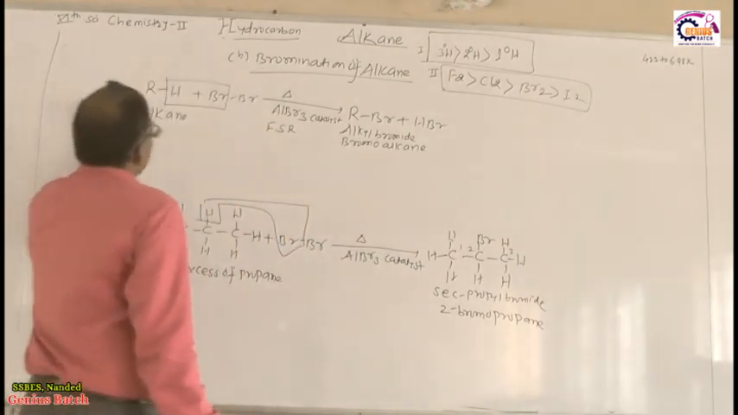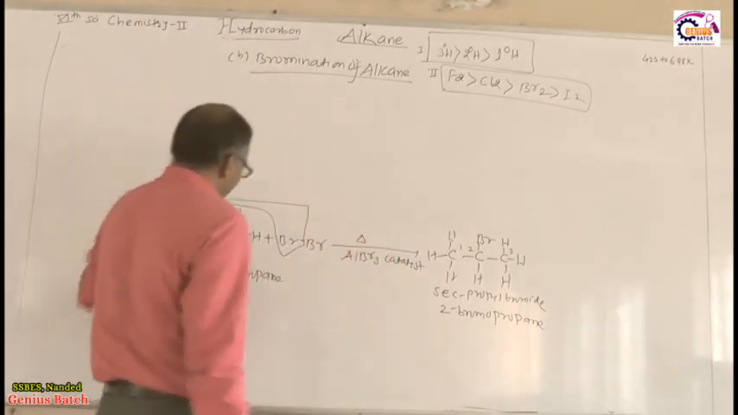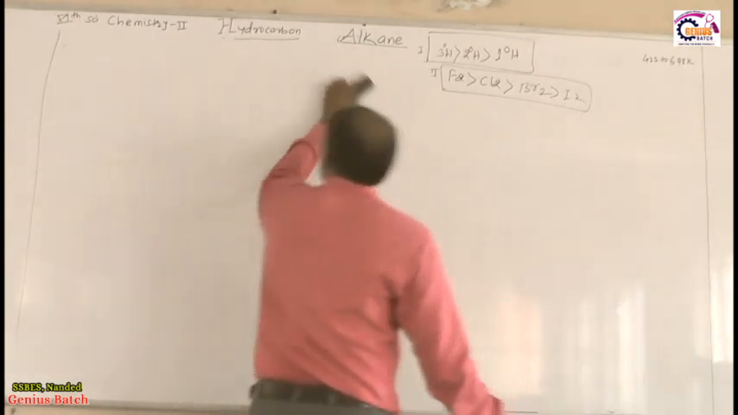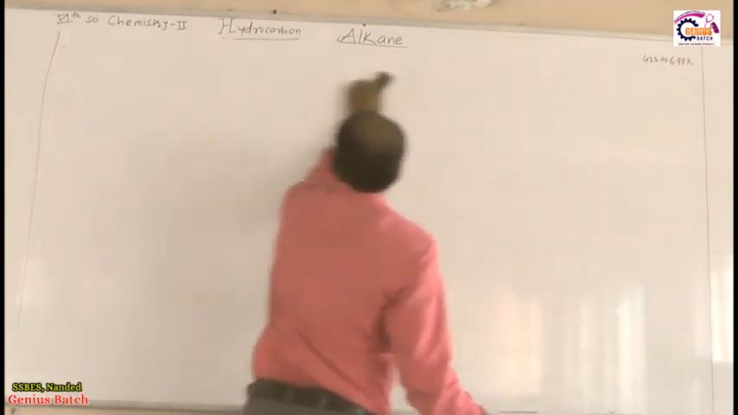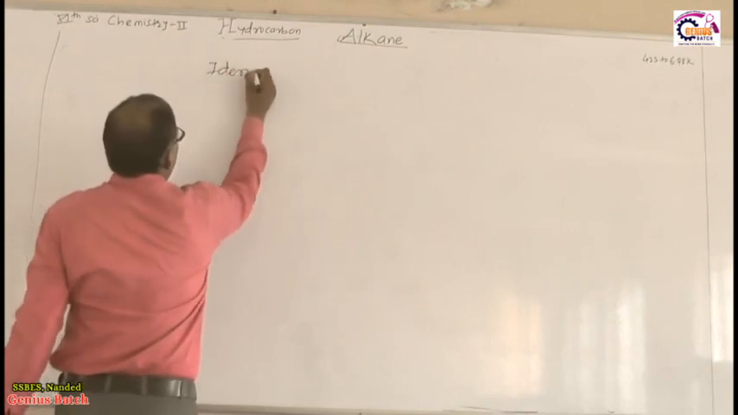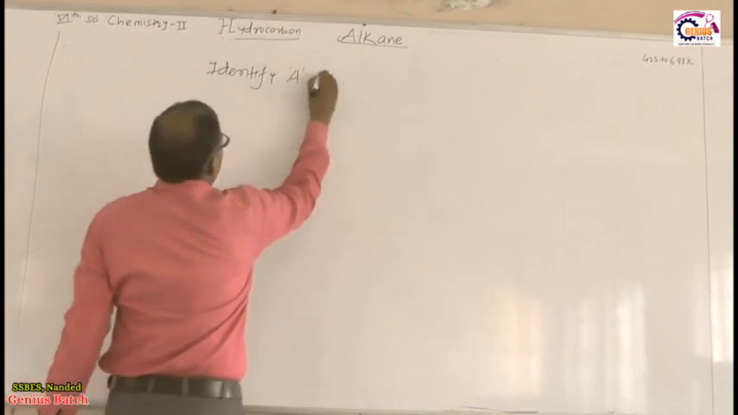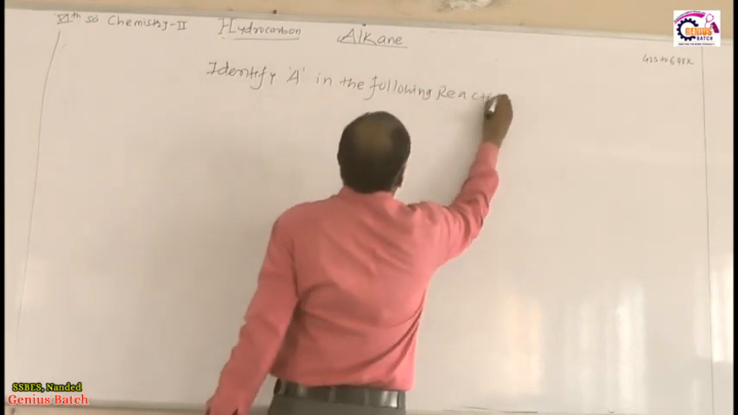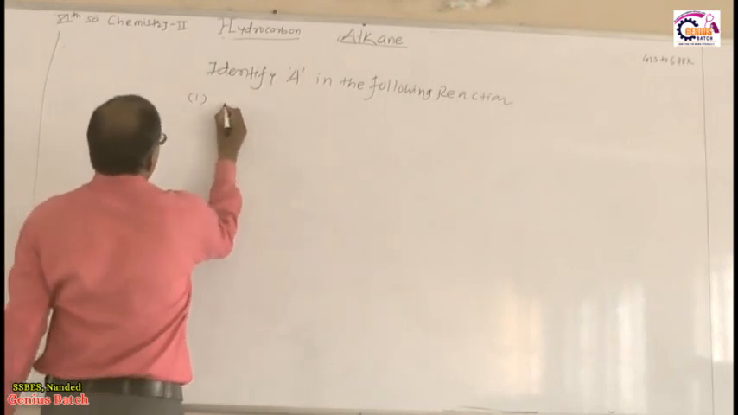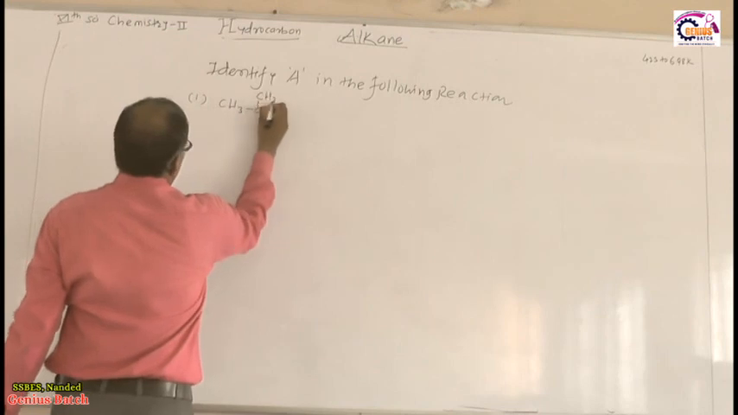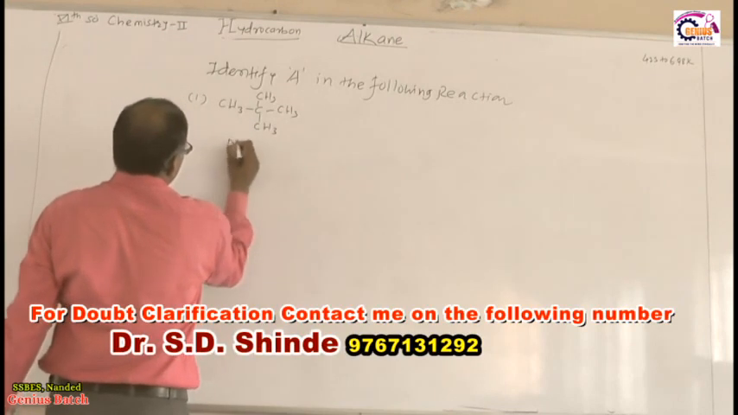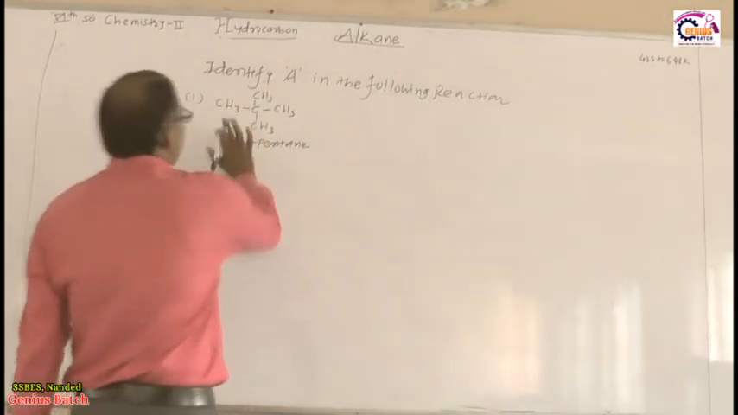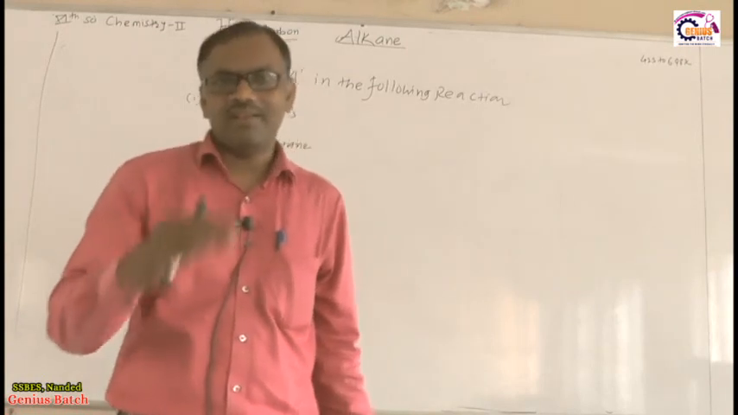Now I want to take an MCQ example of bromination of alkane as well as chlorination of alkane. Suppose I have two MCQ examples like this. Suppose the question is: identify A in the following reaction. The reaction is given as such: CH3, CH3, CH3, CH3 around a central carbon. This is called neopentane. How this neopentane is to be chlorinated or brominated, we will see in the next video. Thank you.